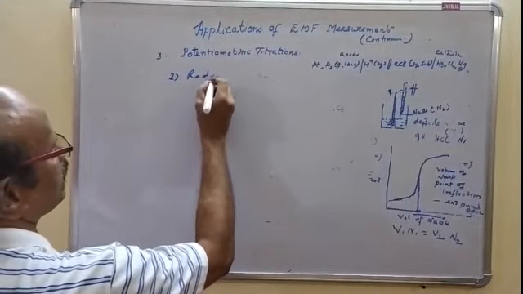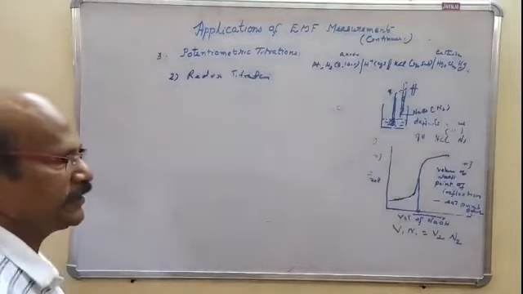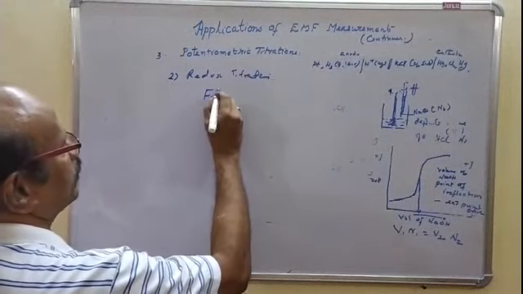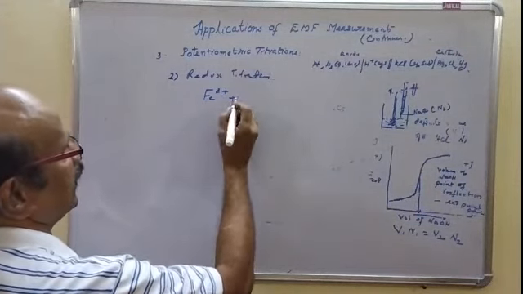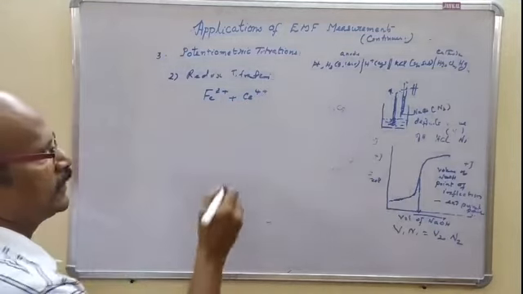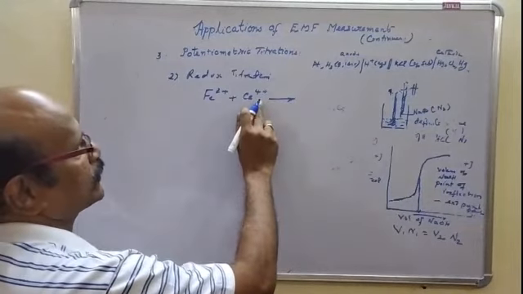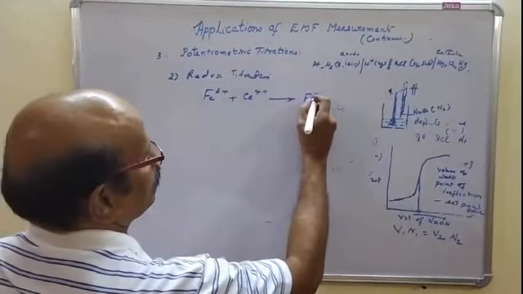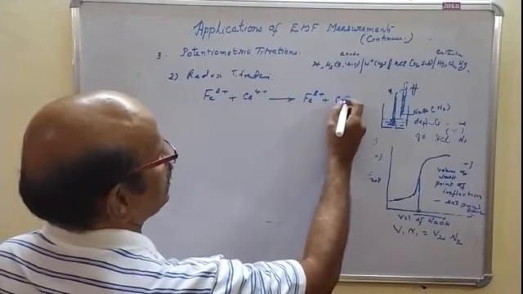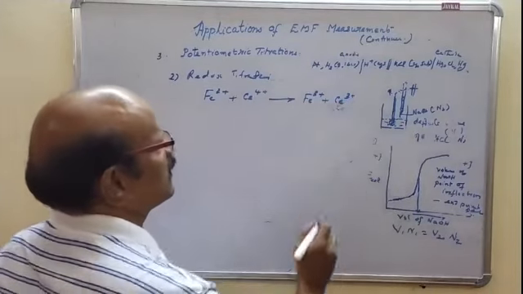Redox titration is usually called oxidation-reduction titration. An example is when ferrous sulfate or ferrous ammonium sulfate is titrated against ceric sulfate. It oxidizes ferrous to ferric: Fe2+ is converted to Fe3+, while ceric, Ce4+, is reduced to Ce3+.